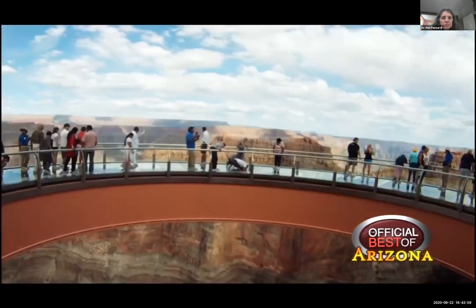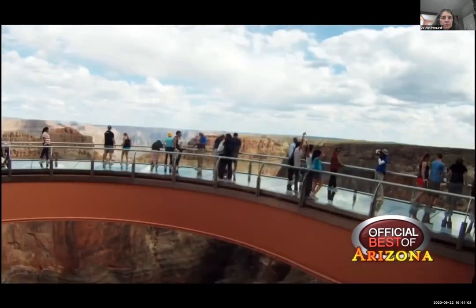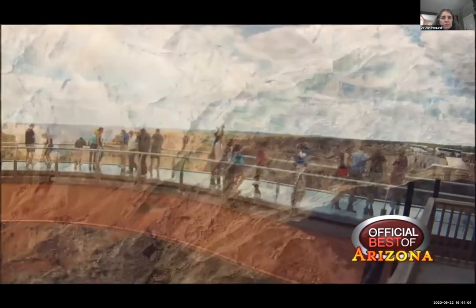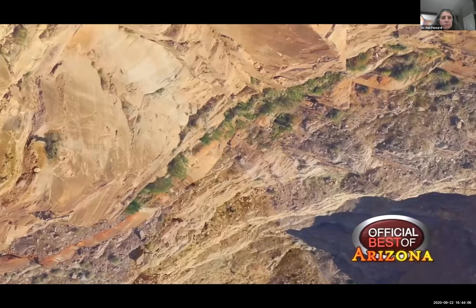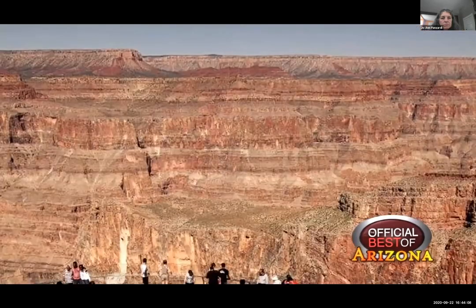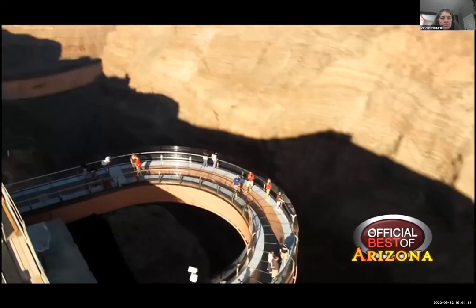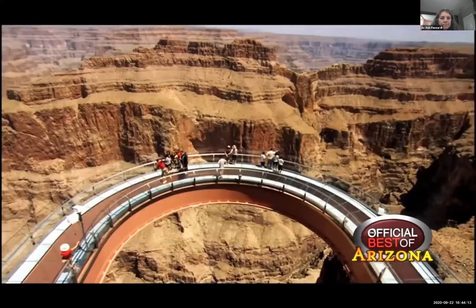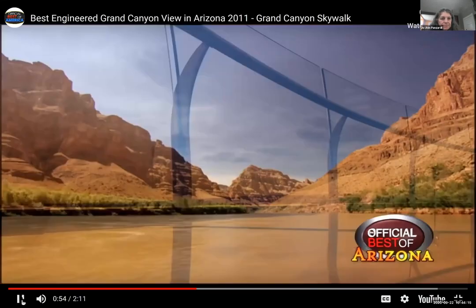The idea for the Skywalk came from someone who was taking a helicopter tour of Grand Canyon West and thought it would be a great idea to have an opportunity for people to walk a glass bridge and see 4,000 feet below down to the floor of the Grand Canyon. The Grand Canyon Skywalk is an engineering marvel.